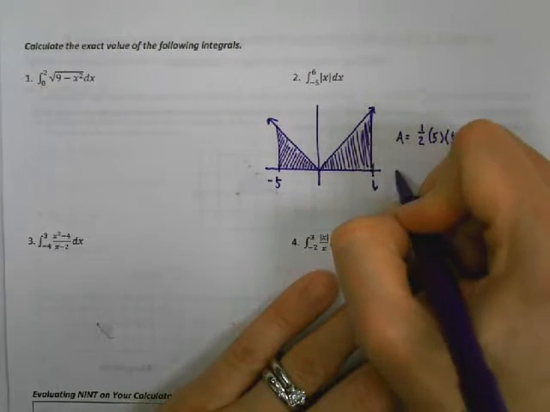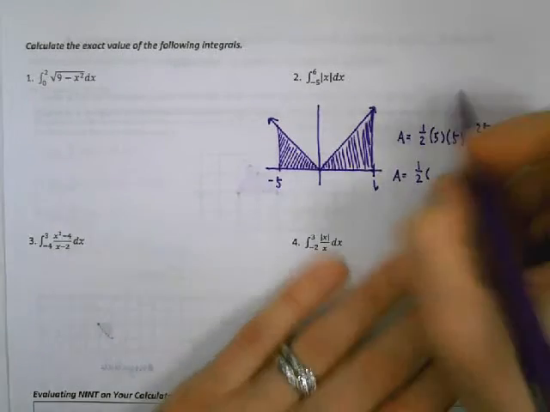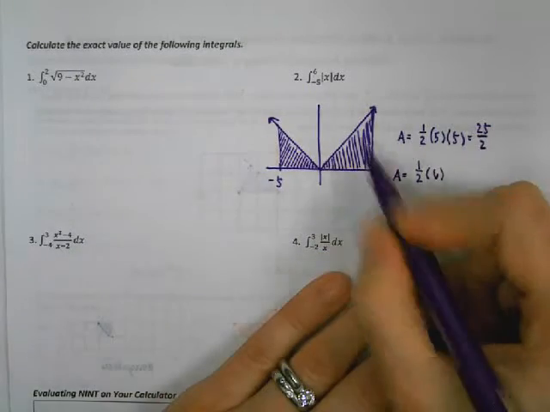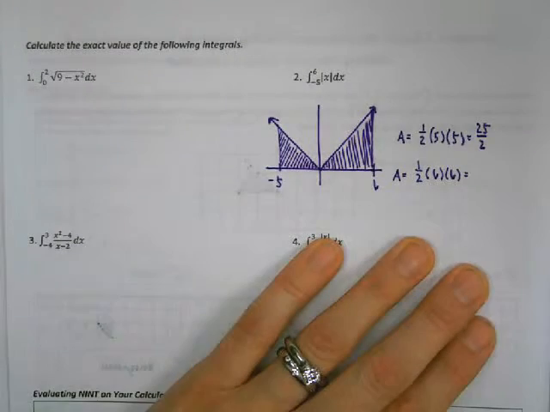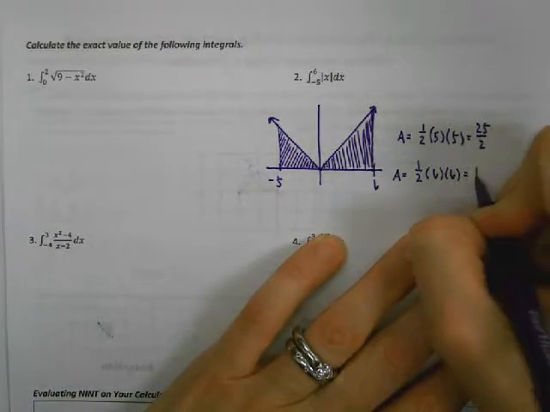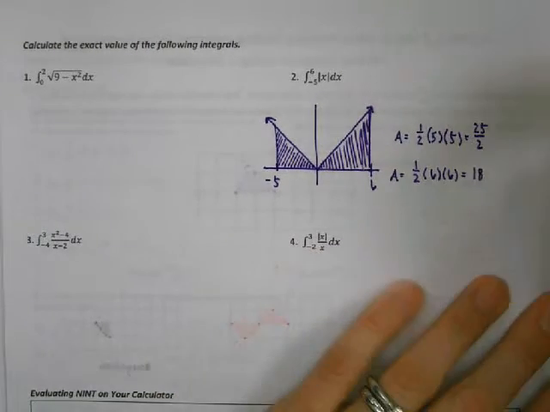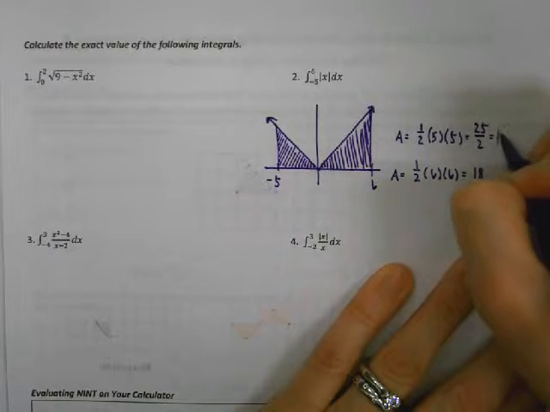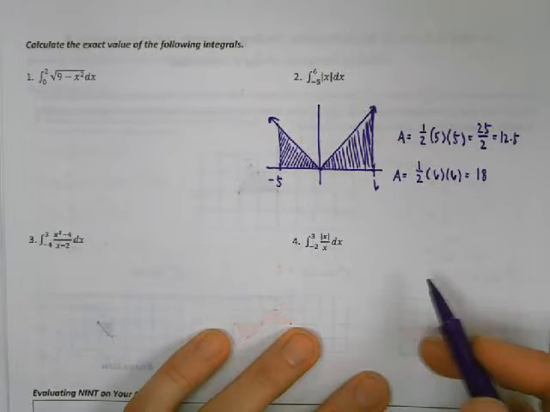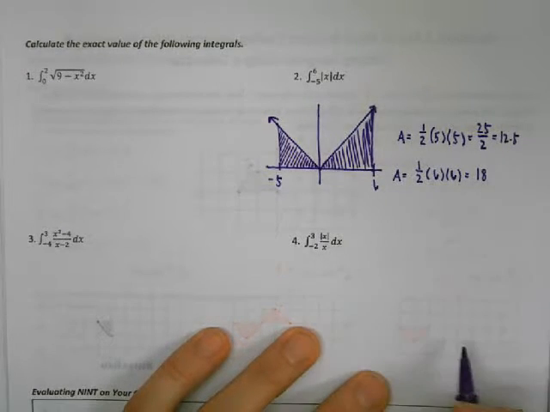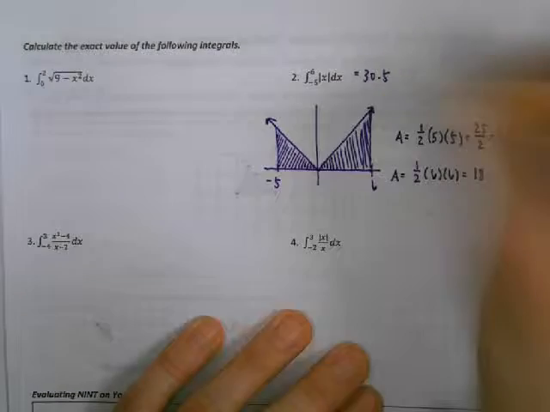For my second piece here, second triangle, I have 1/2. My base is 6. And again, absolute value of 6 is 6, so my height is 6 as well. So I get an area of 18. So now 25 divided by 2, I know that's just 12.5. So the value of my integral, or that total area, is just going to be the sum of these two areas, or 30.5.